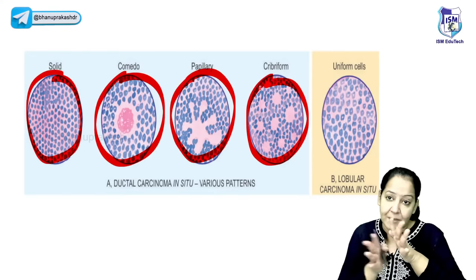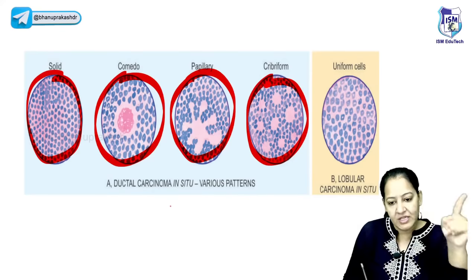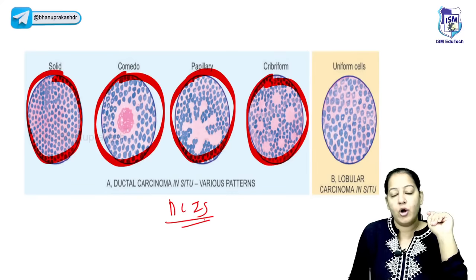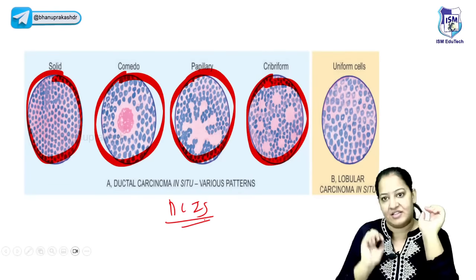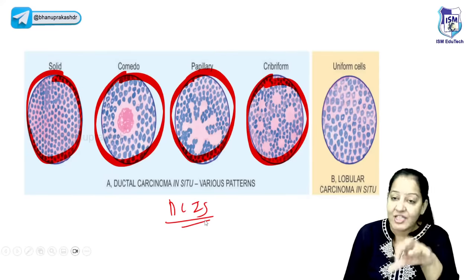I cannot see the tumor cells perforating, penetrating and coming out. So, these all are DCIS. In all of them, the tumor cells are confined inside the duct. Okay, where are the tumor cells? Now, the arrangement is different.